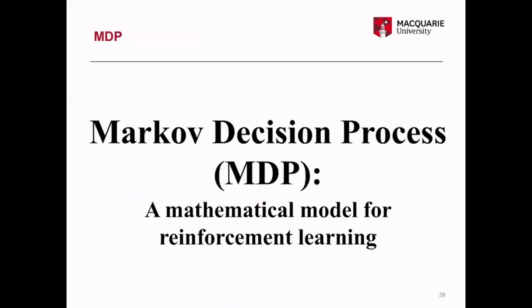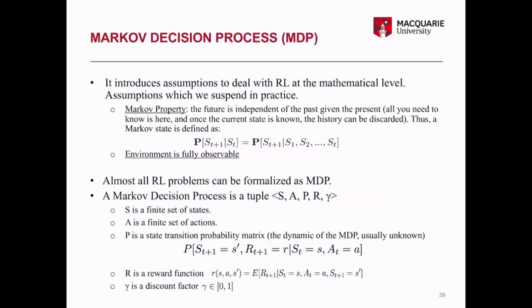So the Markov decision process is the mathematical model for reinforcement learning, and we're going to use all the things that we introduced before to construct the theory of reinforcement learning. It introduces assumptions to deal with reinforcement learning at the mathematical level. There are certain assumptions. One of them is called the Markov property. Most of these assumptions are loosened up or suspended in practice, but we define it this way.